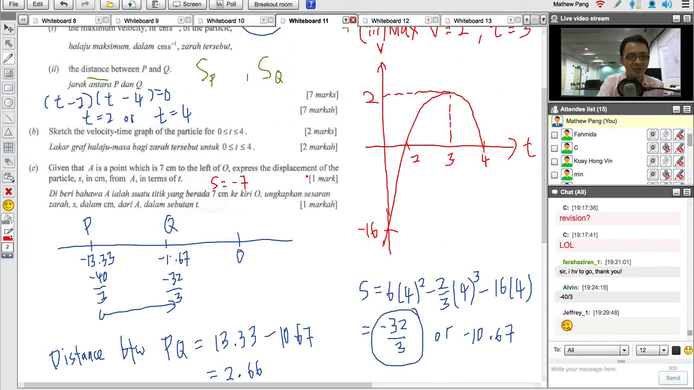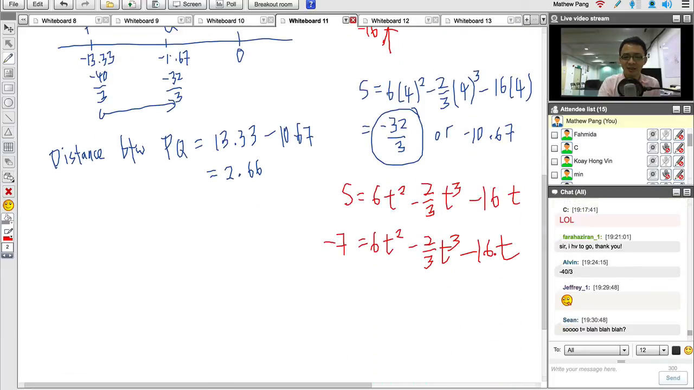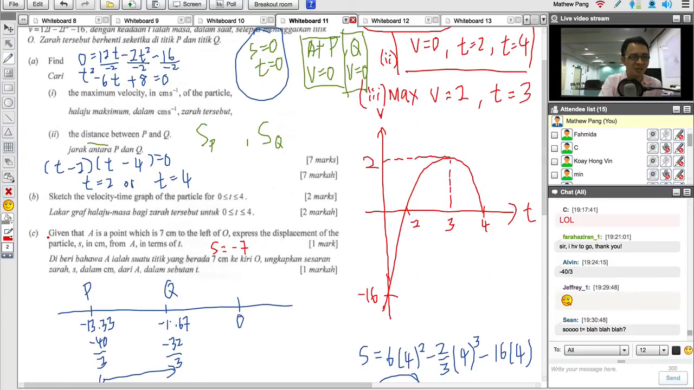It's just 1 mark. Express the displacement of the particle S from A. Now from A means S equals negative 7 in terms of t. Maybe it's something like 6t squared minus 2 over 3t cubed minus 16t plus 7. Yeah, I'm not so sure about this one because the question sounds weird.